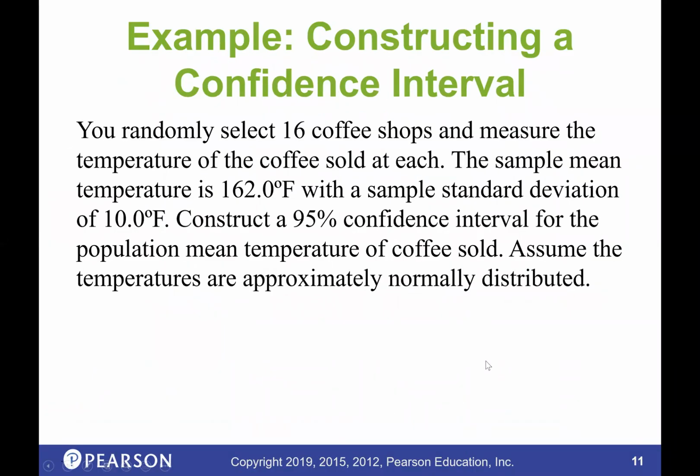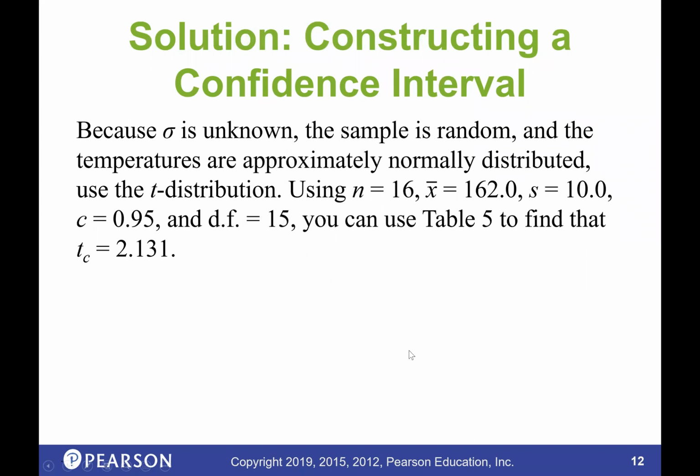We select 16 coffee shops and measure the temperature of the coffee sold at each place. The sample mean temperature is 162 degrees Fahrenheit. The sample standard deviation is 10 degrees Fahrenheit. Can you guys give me a 95% confidence interval for the population mean? Let's do this one together.